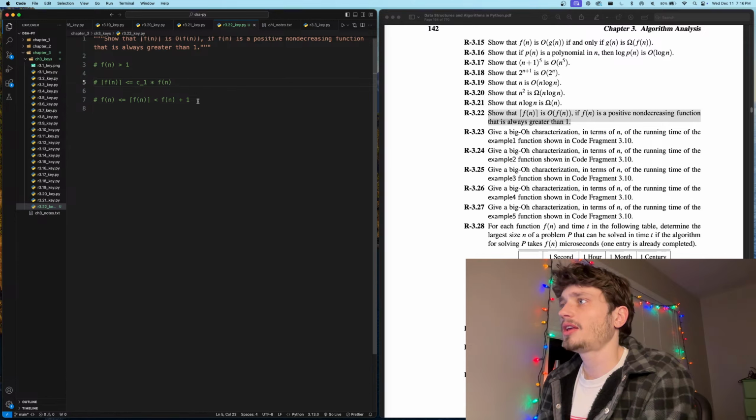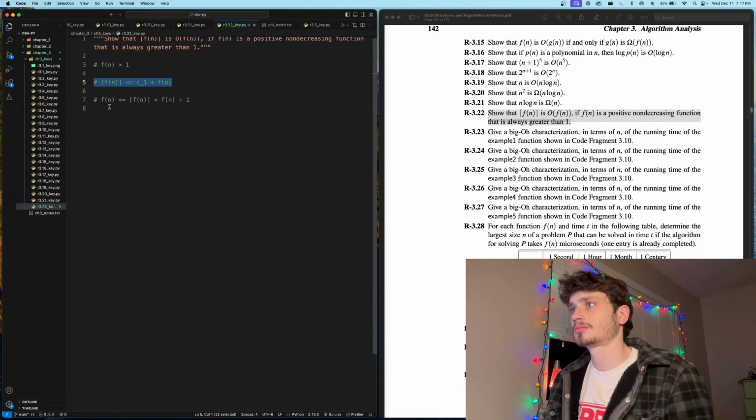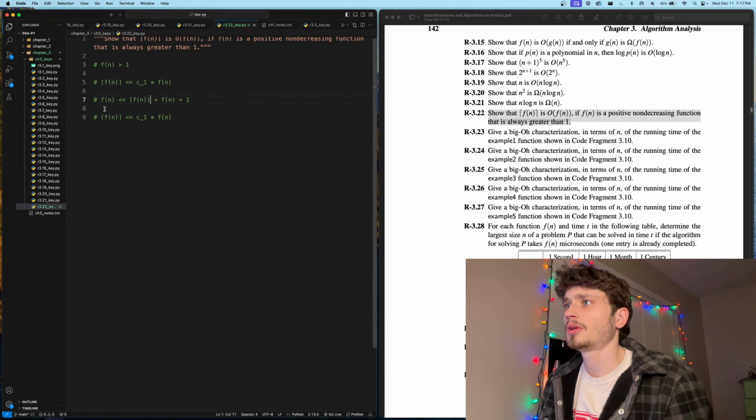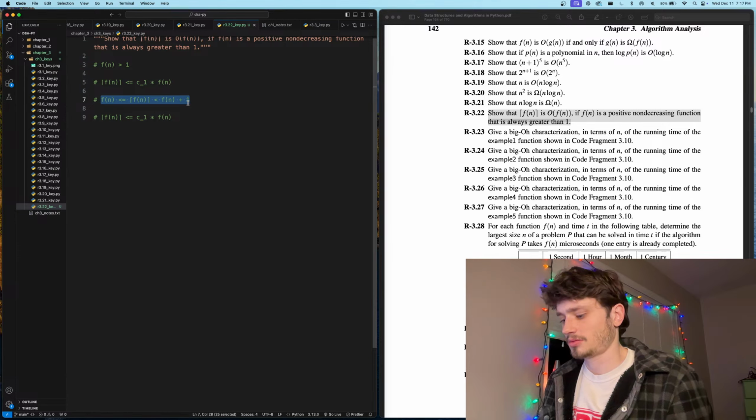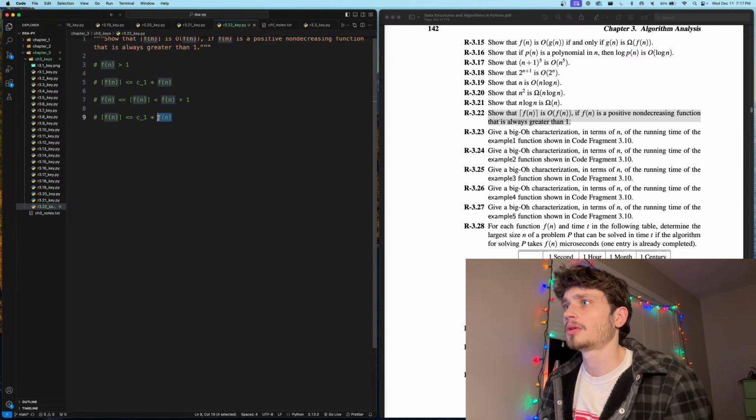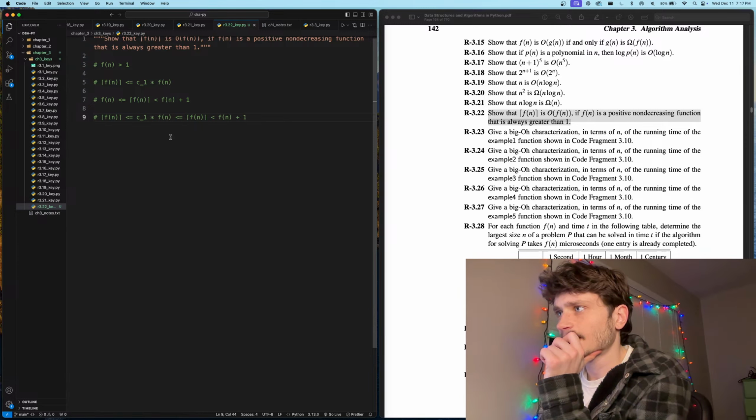So if we plug in f of n right here for this part here, we would get this function, big O, right here, boom, like that. So then if we were to, what can we do here?